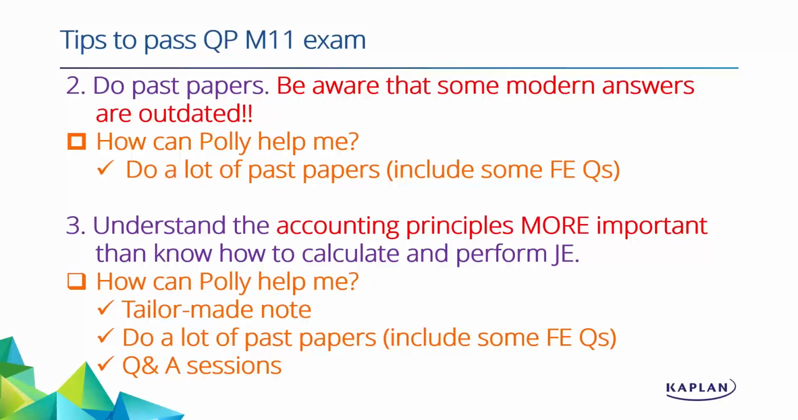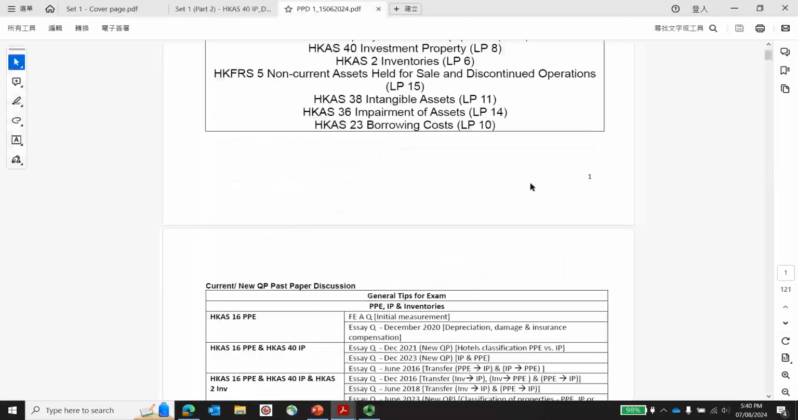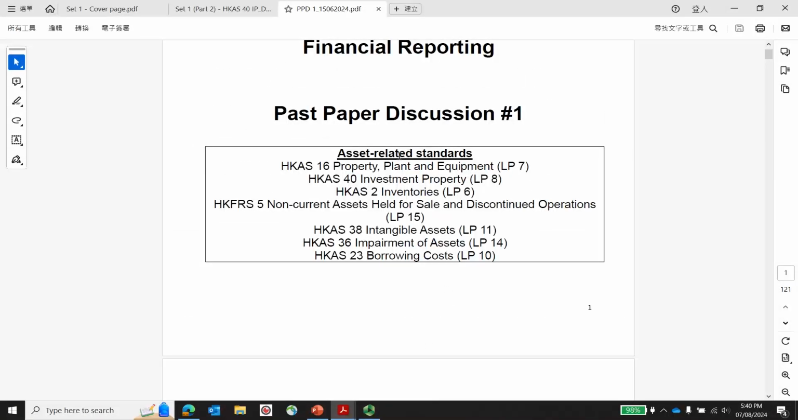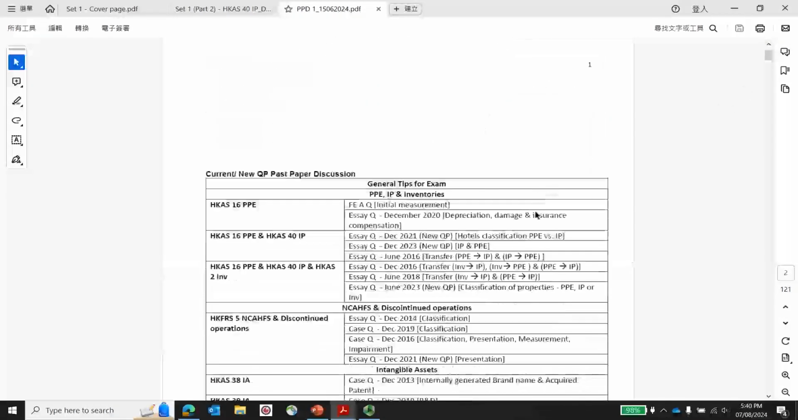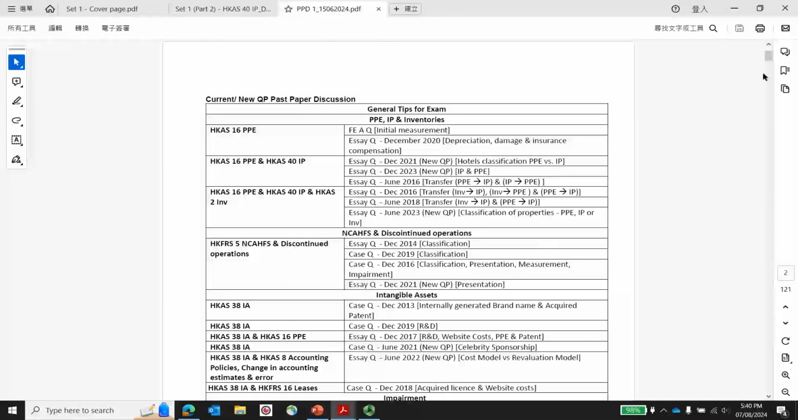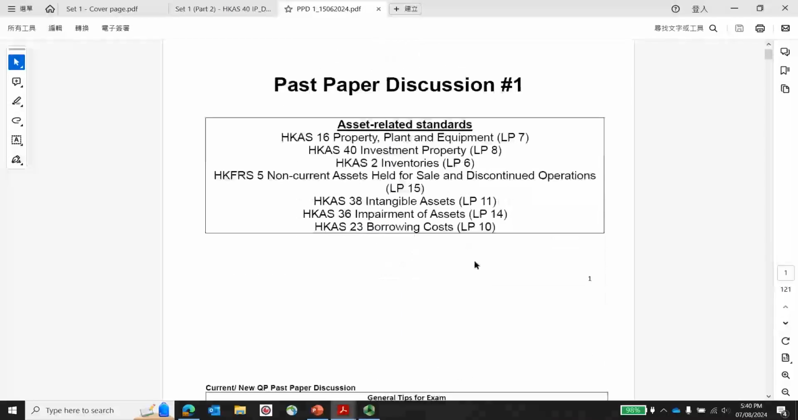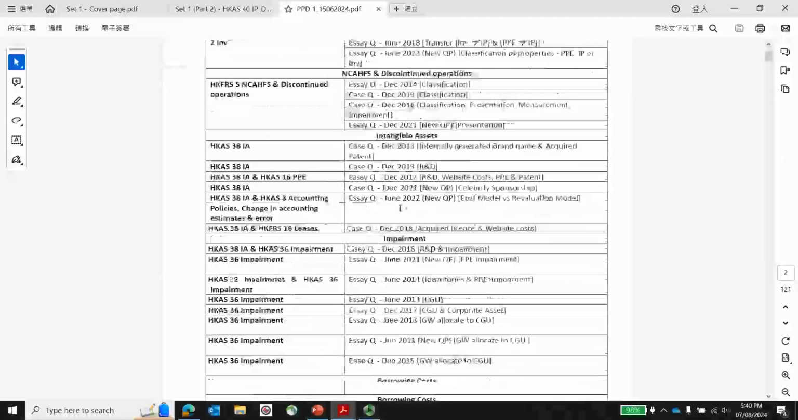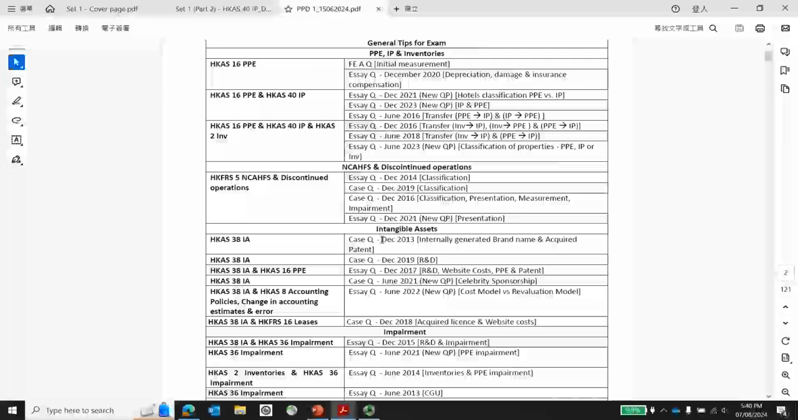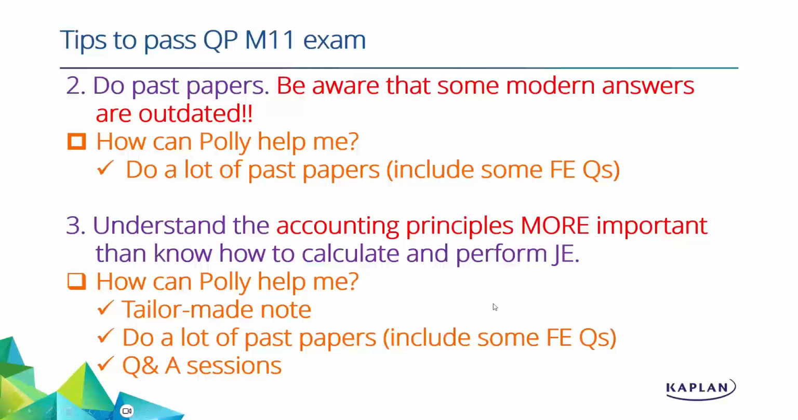Okay, so let me show you the past paper discussion notes. As I just mentioned, we will divide into knowledge notes and past paper discussion notes, and I will do quite a number of past papers with you. For example, this topic is the asset-related standards topic for long-term assets, and these are the past papers that we are going to do in our training. So this is a demonstration of my notes for the past paper discussion.